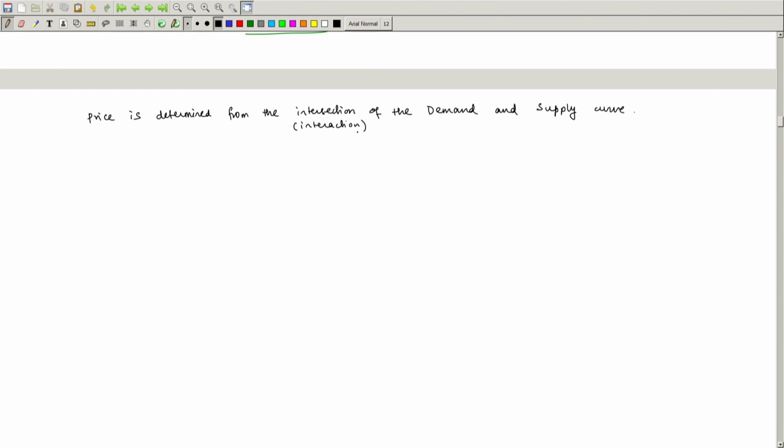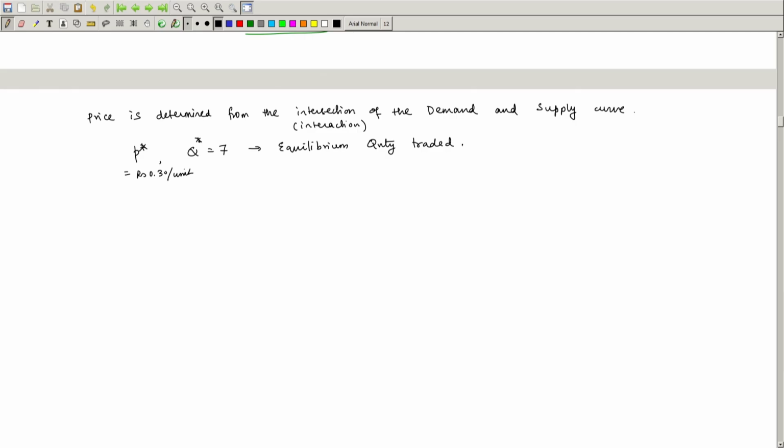P star is called the equilibrium price, and there is also the Q star, which is here the 7 units. So, P star was rupees 0.3 per unit. This Q star equal to 7 is called the equilibrium quantity traded.